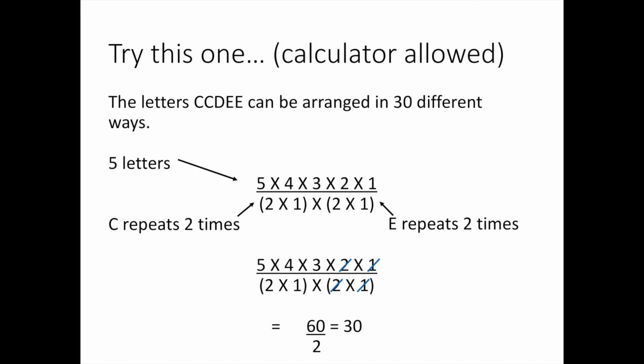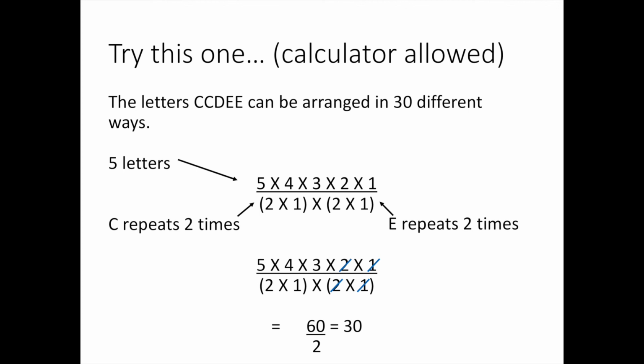There are 5 different letters, so you do 5 times 4 times 3 times 2 times 1 in the numerator. In the denominator you include the repeating letters, so the C repeats twice, so you include a 2 times 1 in the denominator for that. The E also repeats twice, so you include another 2 times 1 in the denominator. Now there's a 2 times 1 in both the numerator and denominator, which can cancel down.